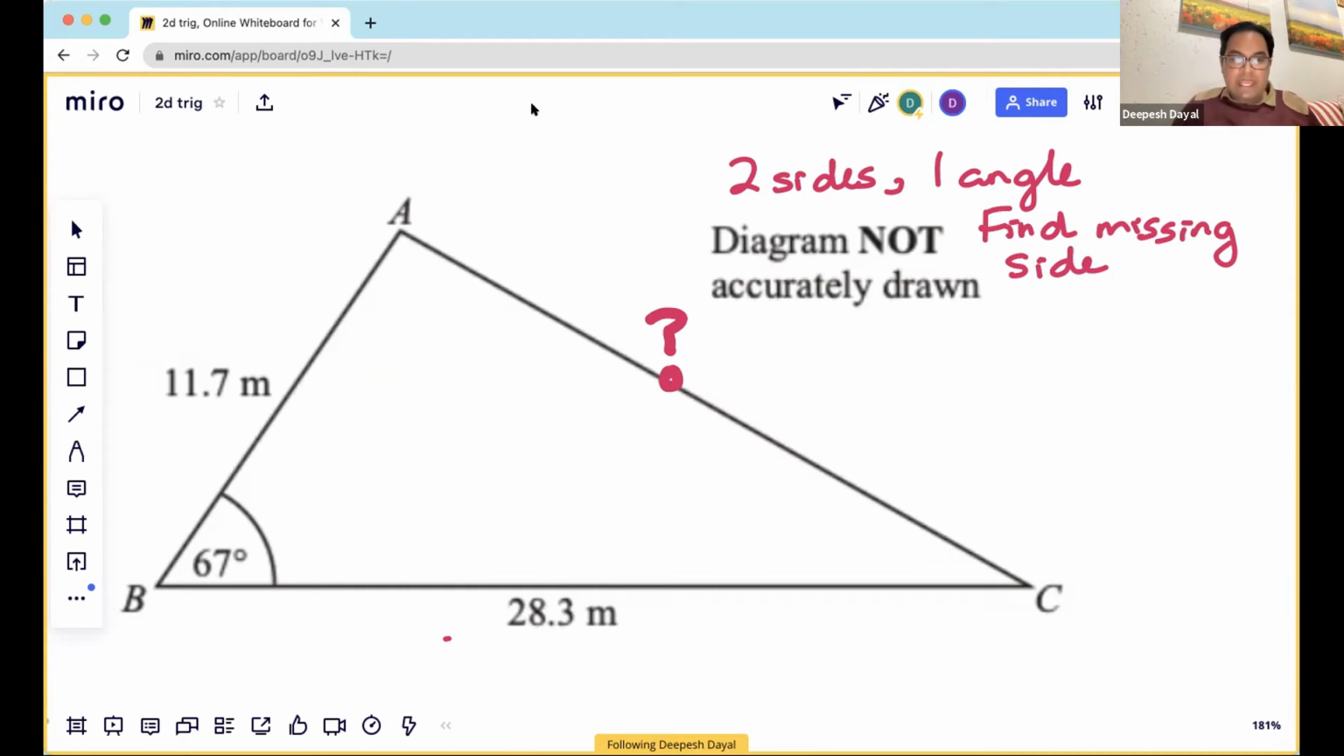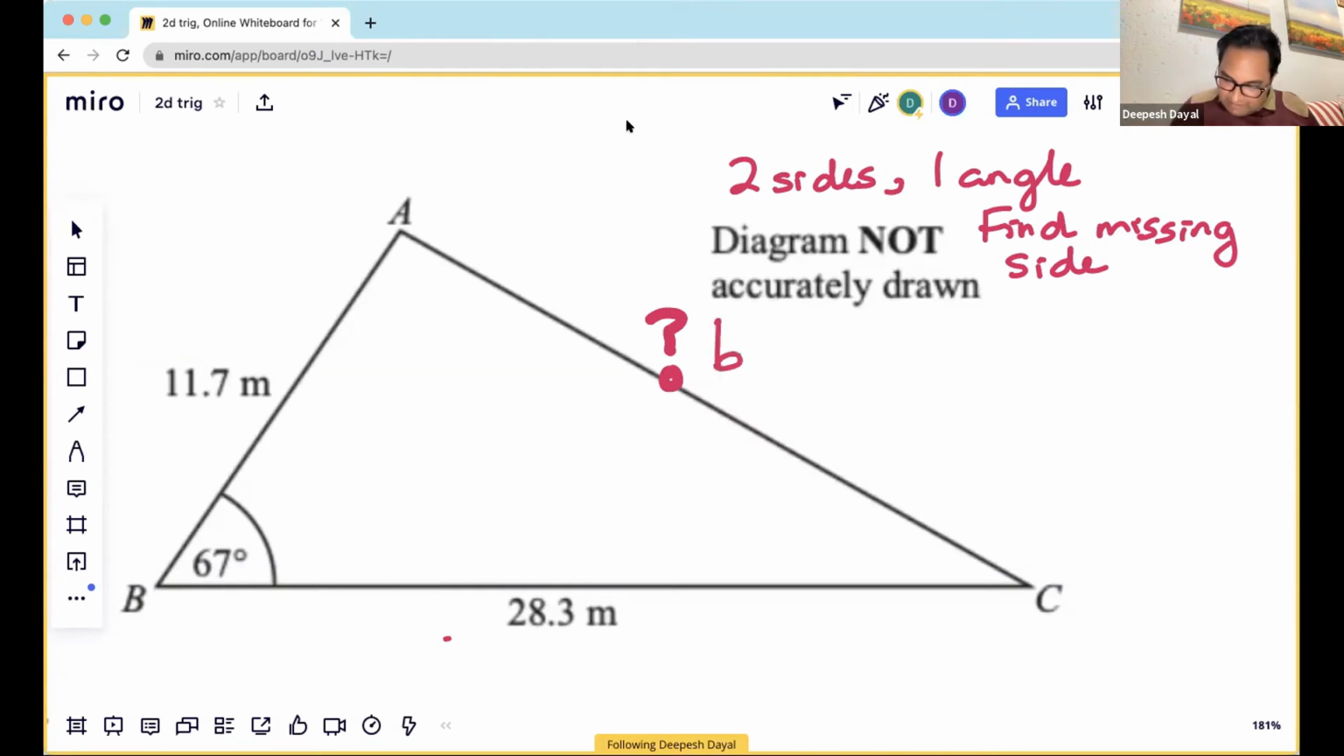So let's see, we've got ABC here. So we want to find the missing side. What is the missing side? Is it A? Is it B? Is it C? Is it small a? Is it small b? Is it small c? Can you please let me know? Is the missing side small a, small b, or small c? Yes, it's small b. Okay, so it's small b, right?